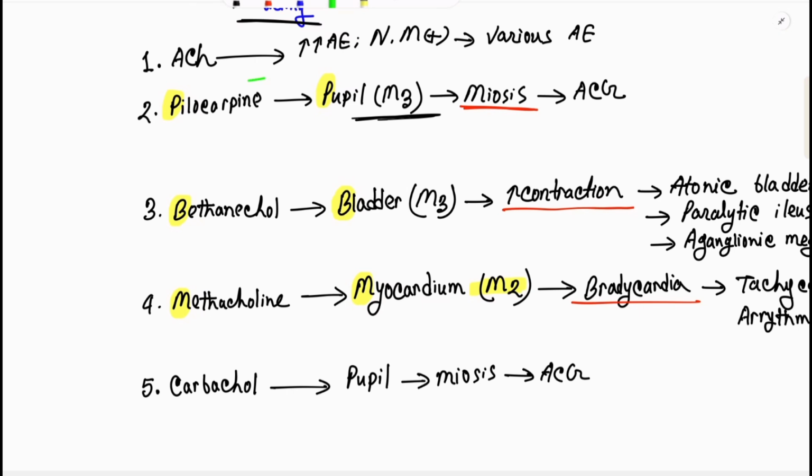Nowadays only pilocarpine is clinically used. Bethanechol, methacholine and carbachol are not now clinically used because they have a large group of adverse effects. Pilocarpine doesn't cause much adverse effect because it is used topically on the pupil.